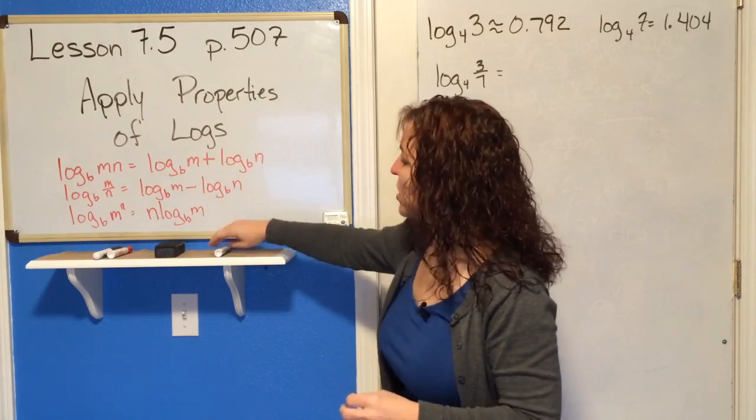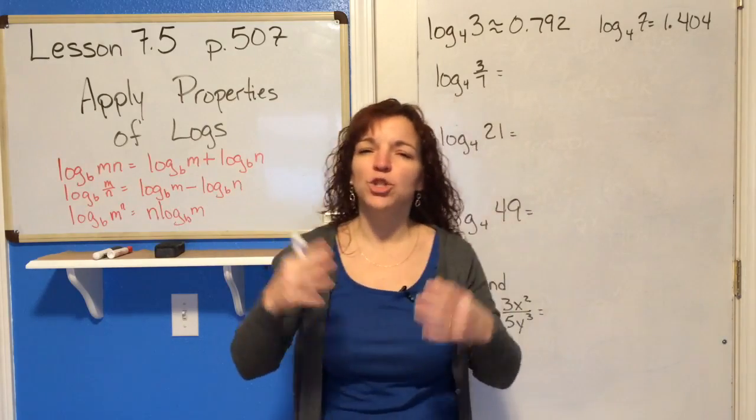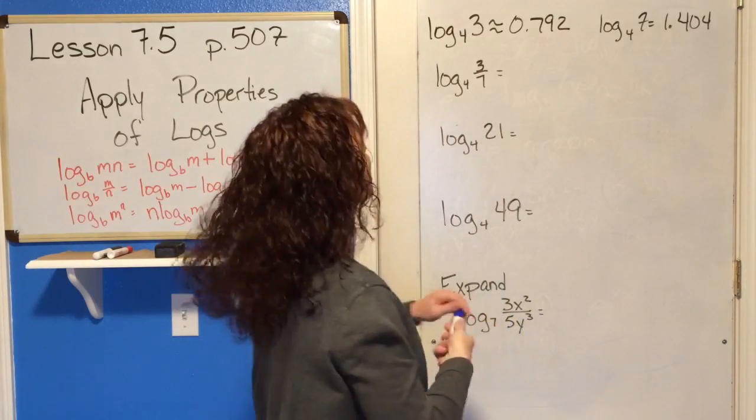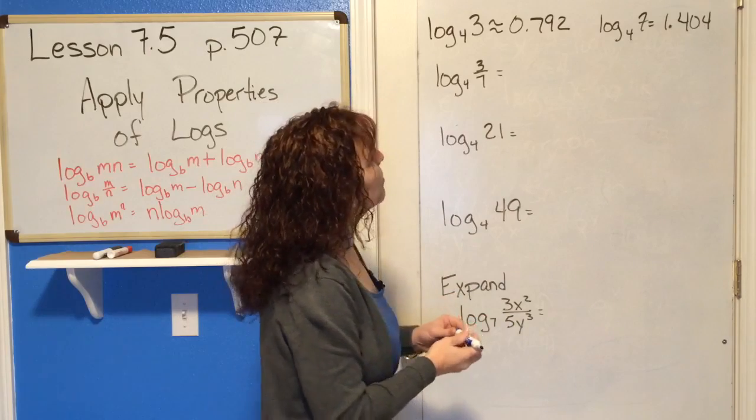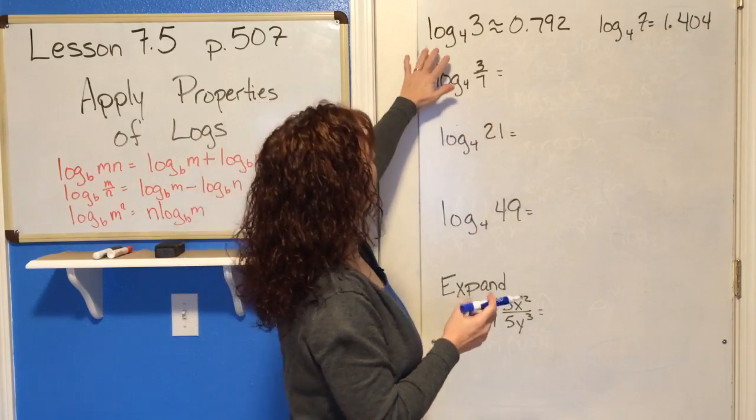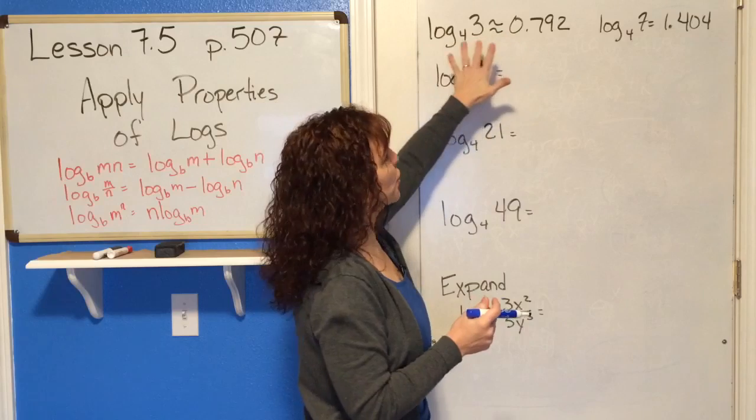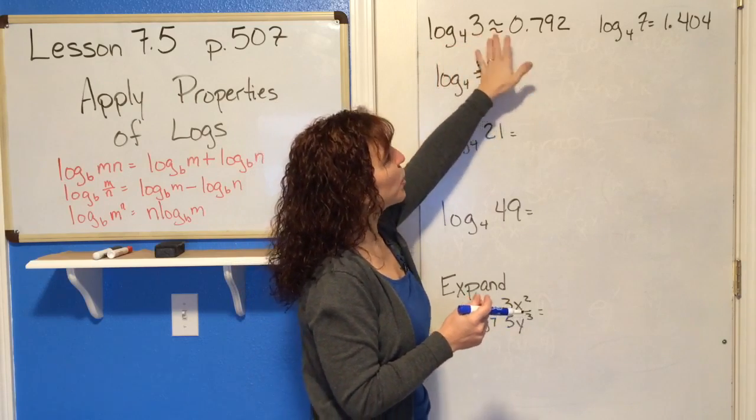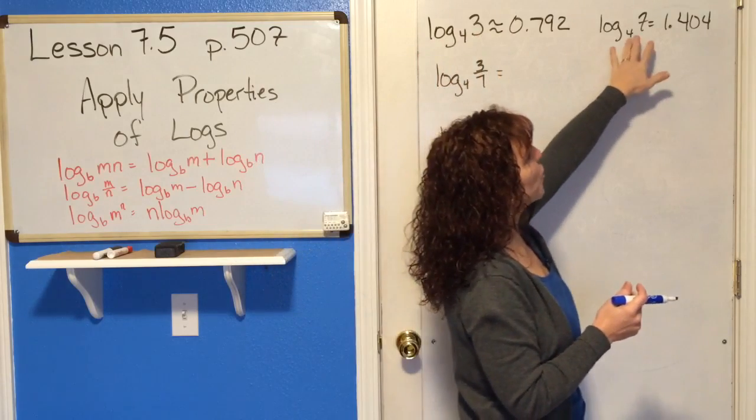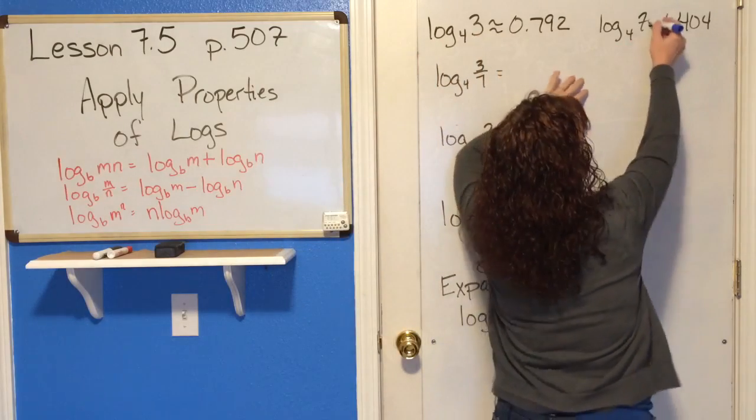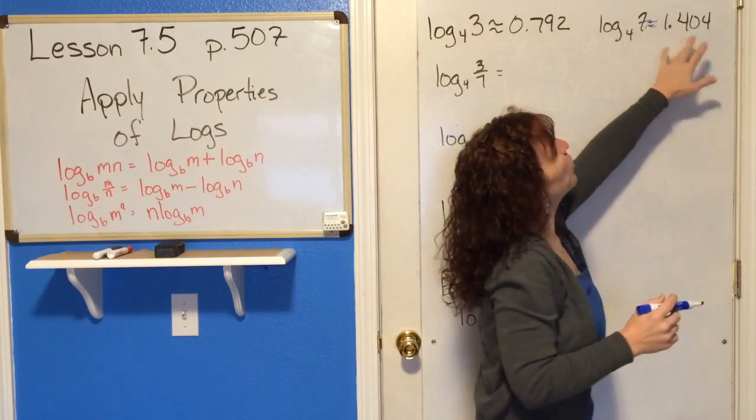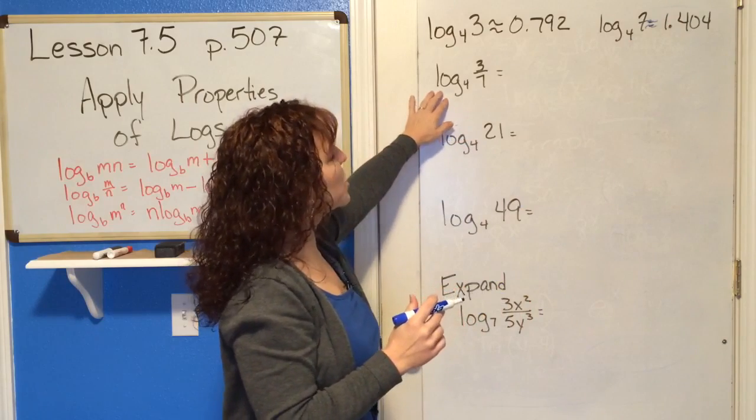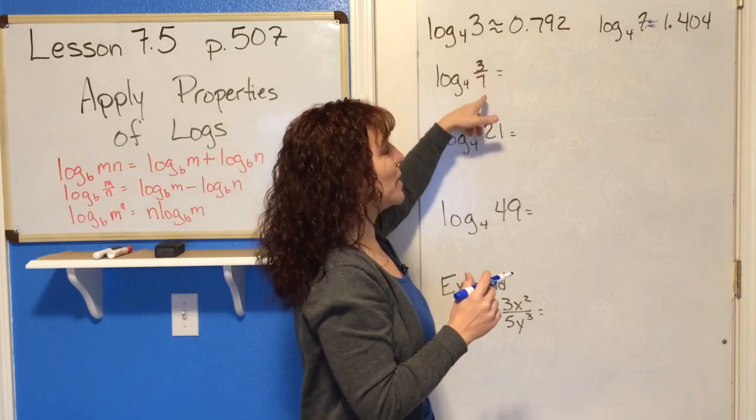All right, so let's put those into practice. The more you use them, the more you'll recognize, oh, I get it. So the first type of problem that we're going to do is I'm going to give you values for certain logs. The log base 4 of 3 is approximately 0.792. Log base 4 of 7 is approximately 1.404. So if I want to know, what is the log base 4 of 3/7?